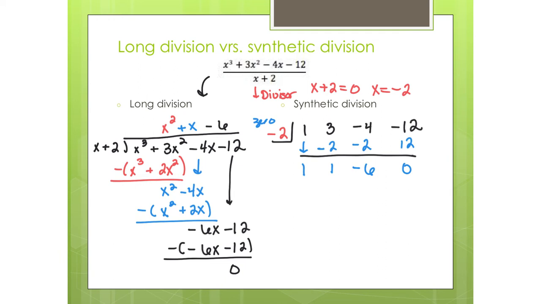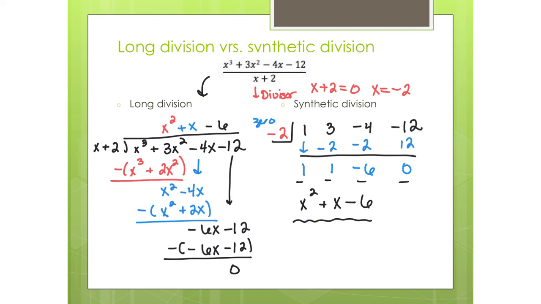Now, in order to use synthetic division, we have to watch our patterns. We noticed that when we took a cubic function and divided by a linear function, the result is going to give me a quadratic. So this doesn't give me the variables for the x, so I have to add them in. This only is the coefficients. So I'm going to add those in: x squared plus x minus 6.